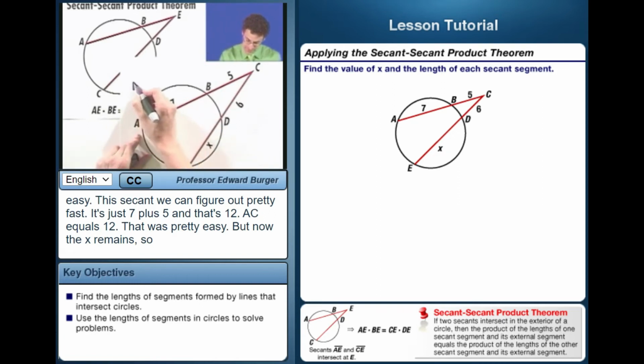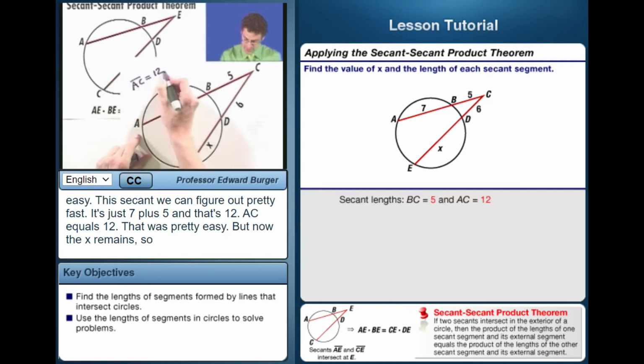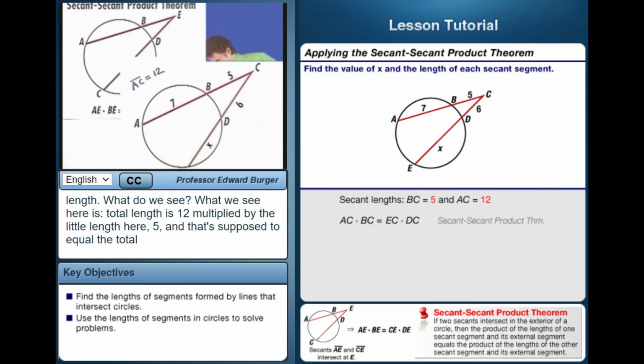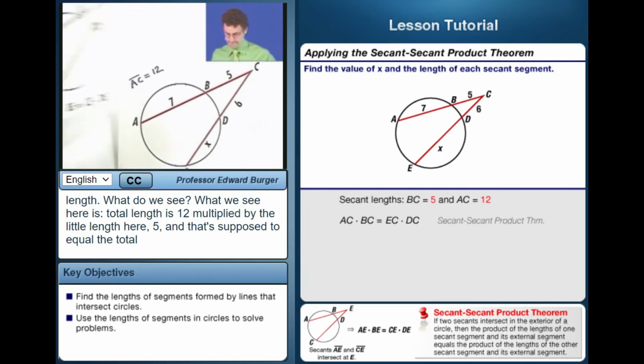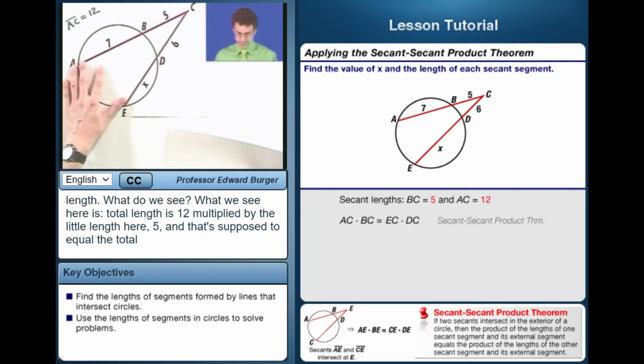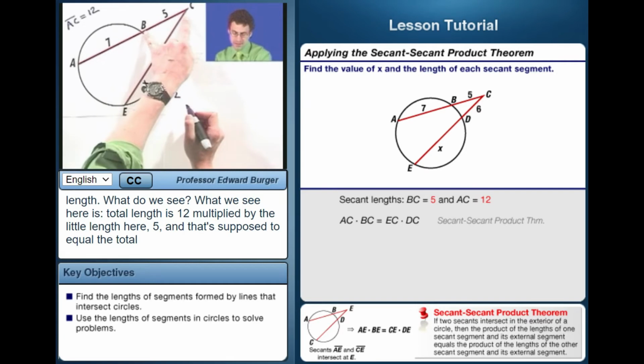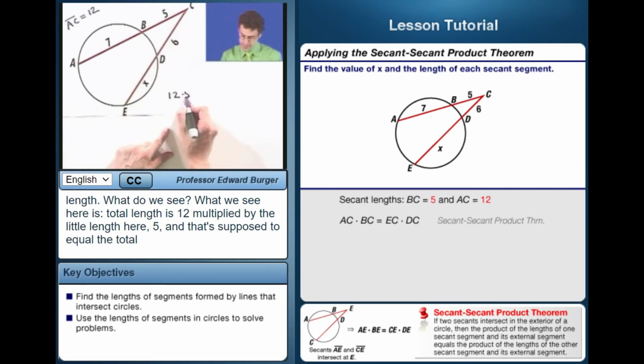So AC equals 12. That was pretty easy. All right, but now the x remains. So let's now set this up. What do we know? We know that the total length multiplied by this length is going to equal the total length multiplied by this length. So what we see here is the total length is 12 multiplied by the little length here, which is 5.